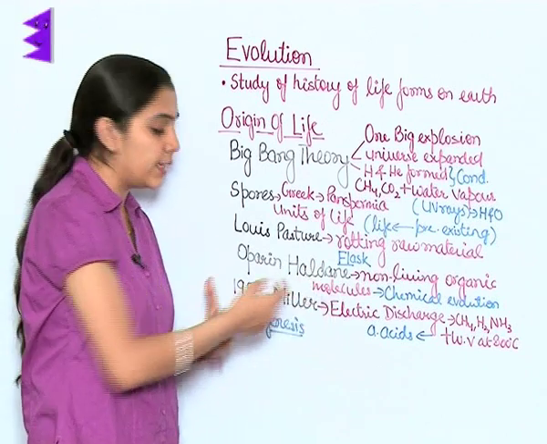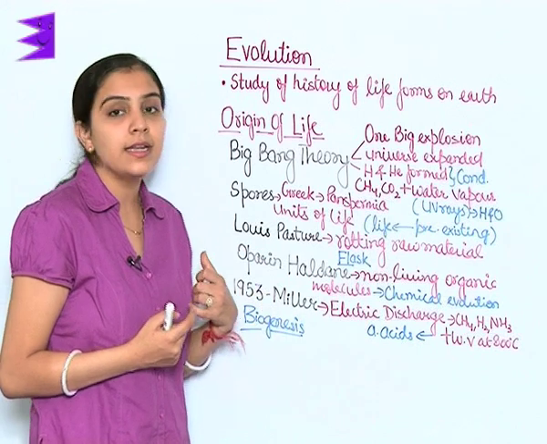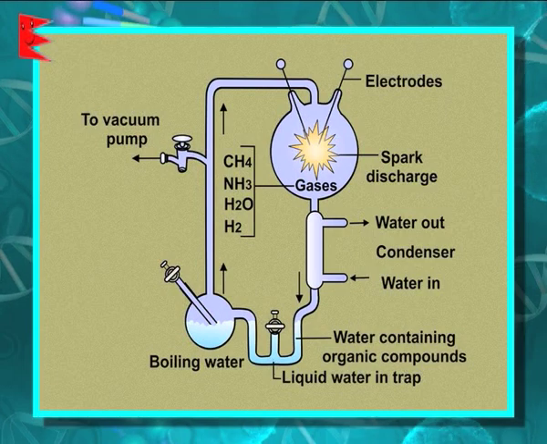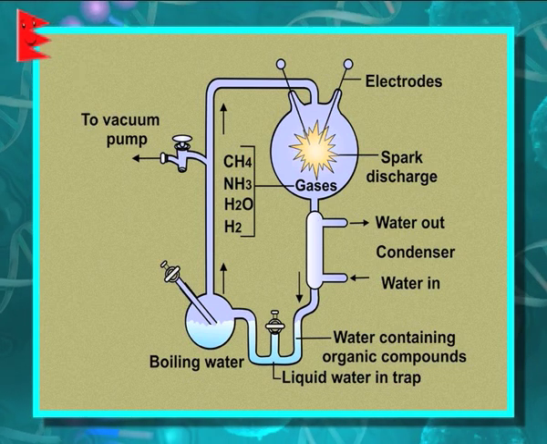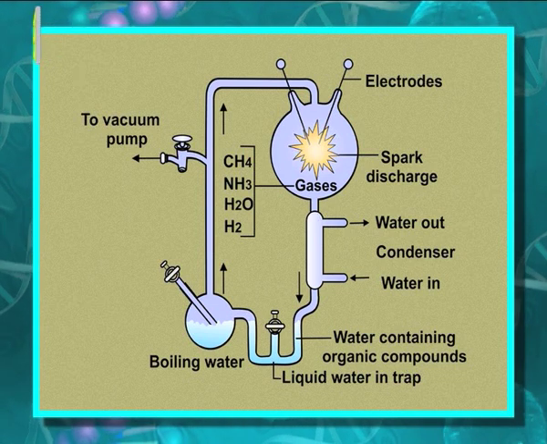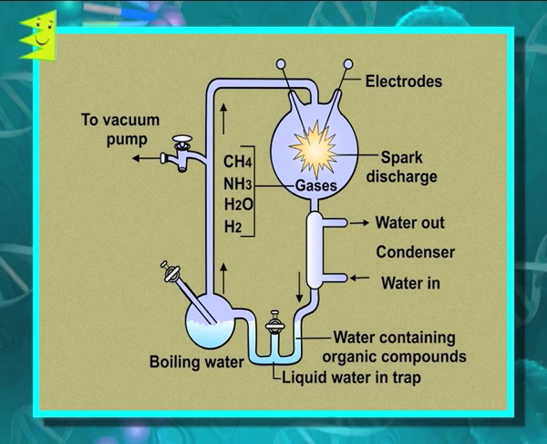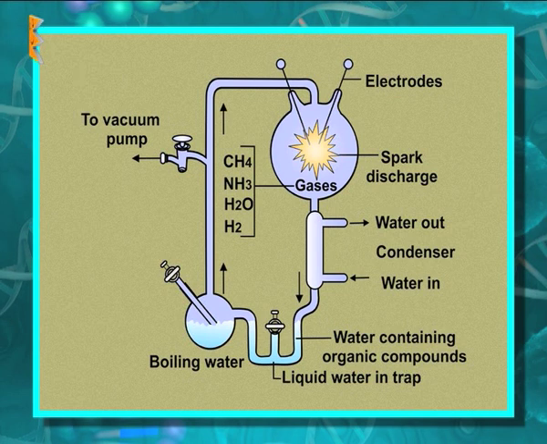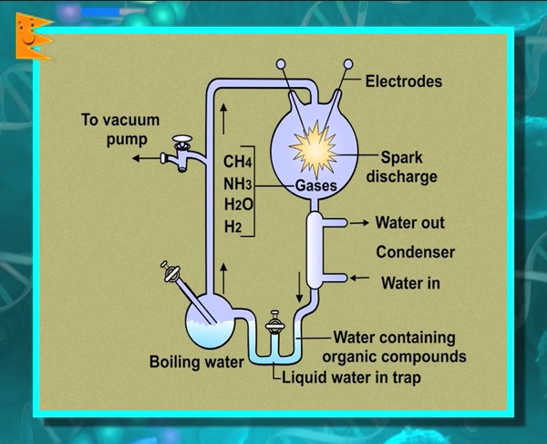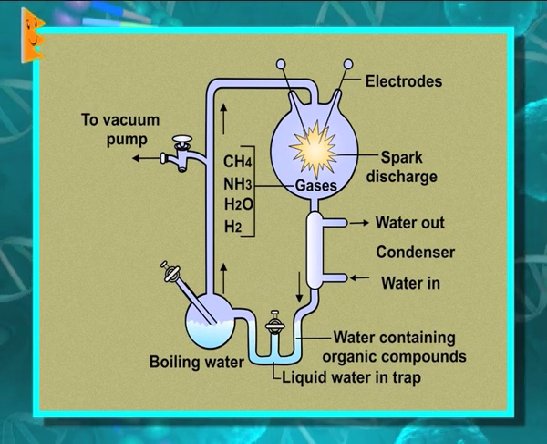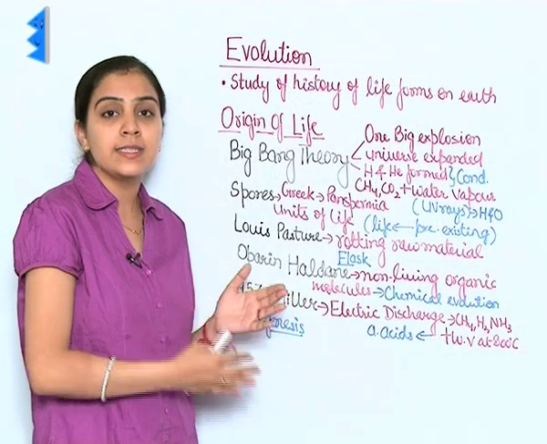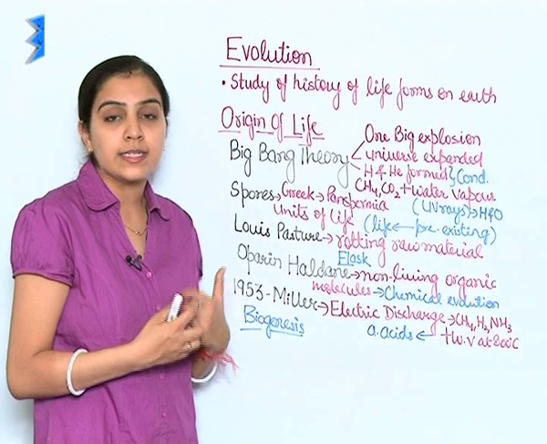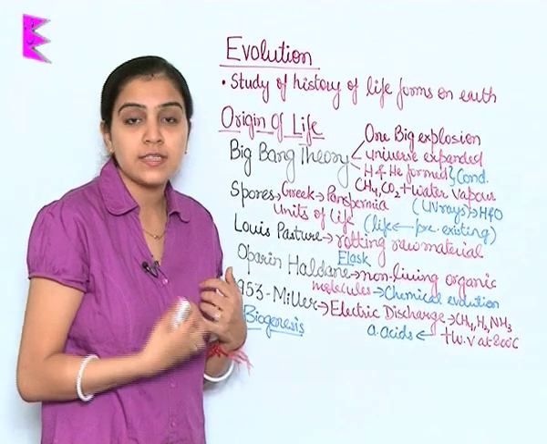To support this theory, in 1953, Miller did an experiment. He took a flask in which he took CH4, H2, NH3 plus water vapors and maintained them at a temperature of 800 degrees Celsius, and with that he produced electric discharges. As you can see in the diagram, this led to the formation of amino acids, and when this experiment was repeated, similarly it was found that along with amino acids, many nitrogenous bases, sugars, etc.